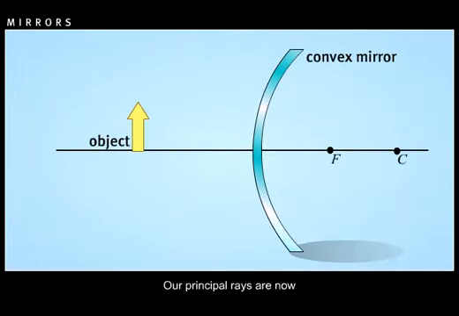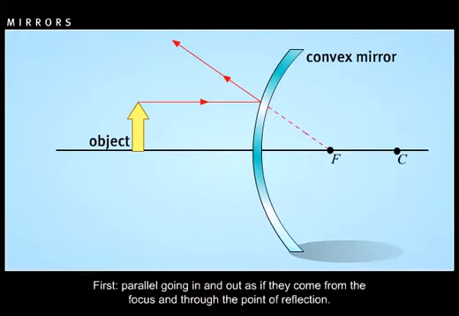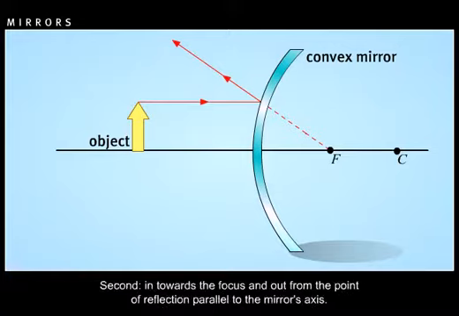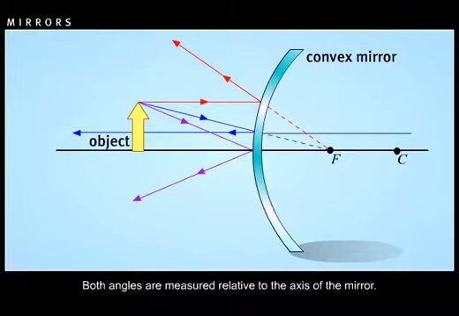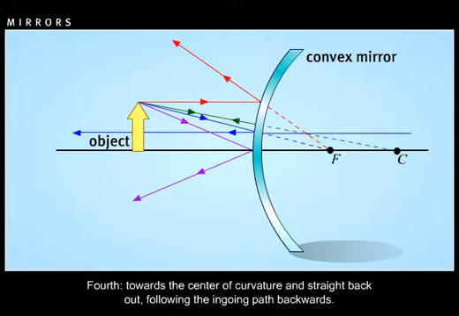Our principal rays are now, first, parallel going in and out as if they come from the focus and through the point of reflection. Second, in towards the focus and out from the point of reflection parallel to the mirror's axis. Third, into the middle of the mirror, reflected back such that angle in equals angle out. Both angles are measured relative to the axis of the mirror. Fourth, towards the center of curvature and straight back out, following the ingoing path backwards.